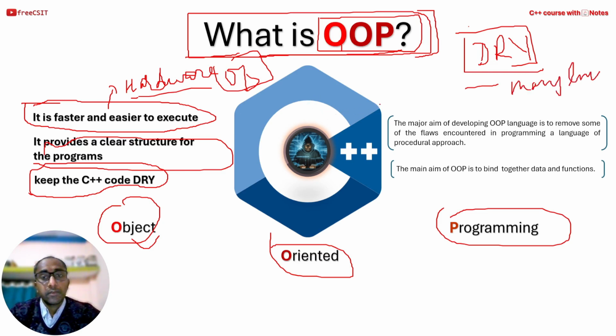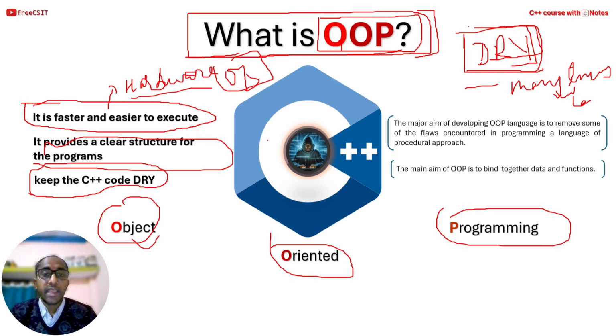Many times we can use DRY. DRY means don't repeat yourself. It means do not write the repetition of the code. It ignores the repetition of the code. Do not write the code again and again. So it helps you to make a clear structure for the programs or code.